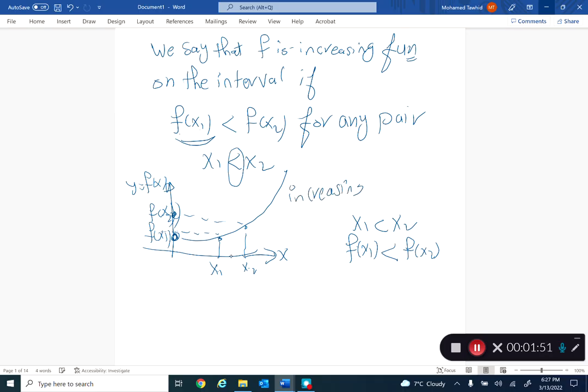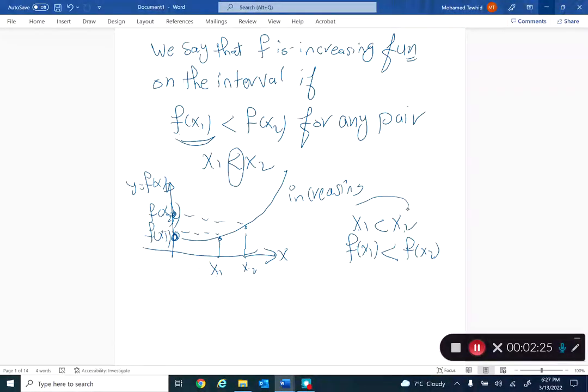When you take any two numbers on the graph, x1 less than x2, then the value of f at x1 should be less than the value of f at x2. If you have that, then the function is increasing. Here it is increasing from the graph, but if the function is very complicated, it's not easy to sketch the graph. So you need an algebraic way to figure out where f is increasing and where f is decreasing, as I'm going to show you now.